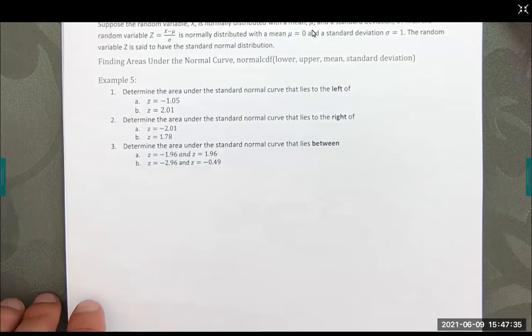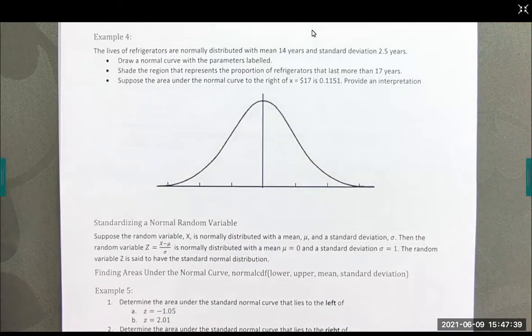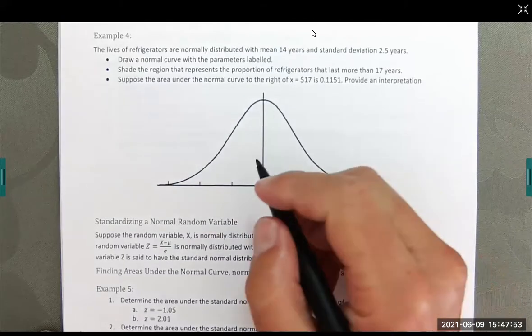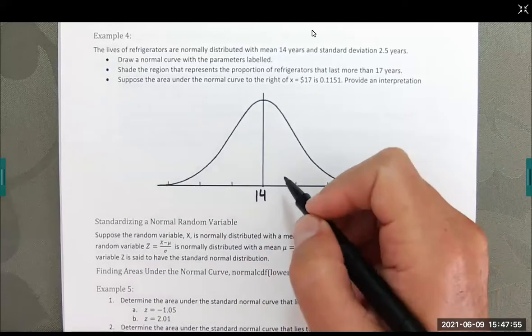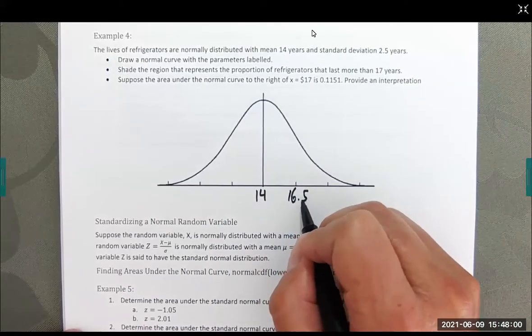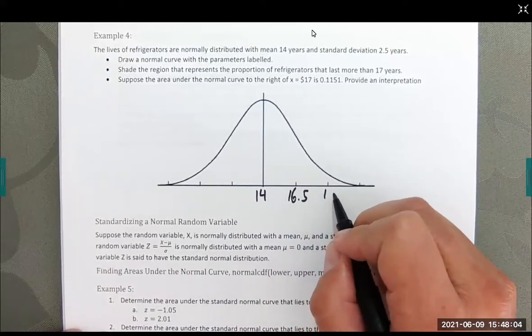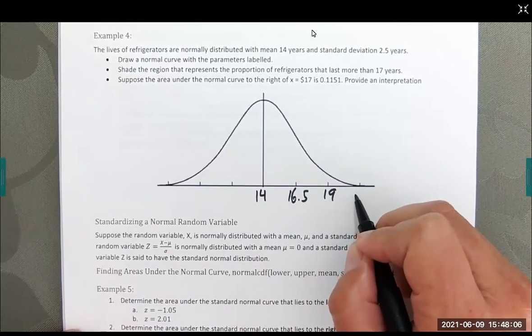Next up. Example 4. The lives of refrigerators are normally distributed with a mean of 14 years and standard deviation of 2.5 years. Draw a normal curve with the parameters labeled. So we'll start, the mean is 14 years and standard deviation is 2.5, so this is going to be 16.5. Another 2.5 is going to be 19. Another 2.5 is going to be 21.5.